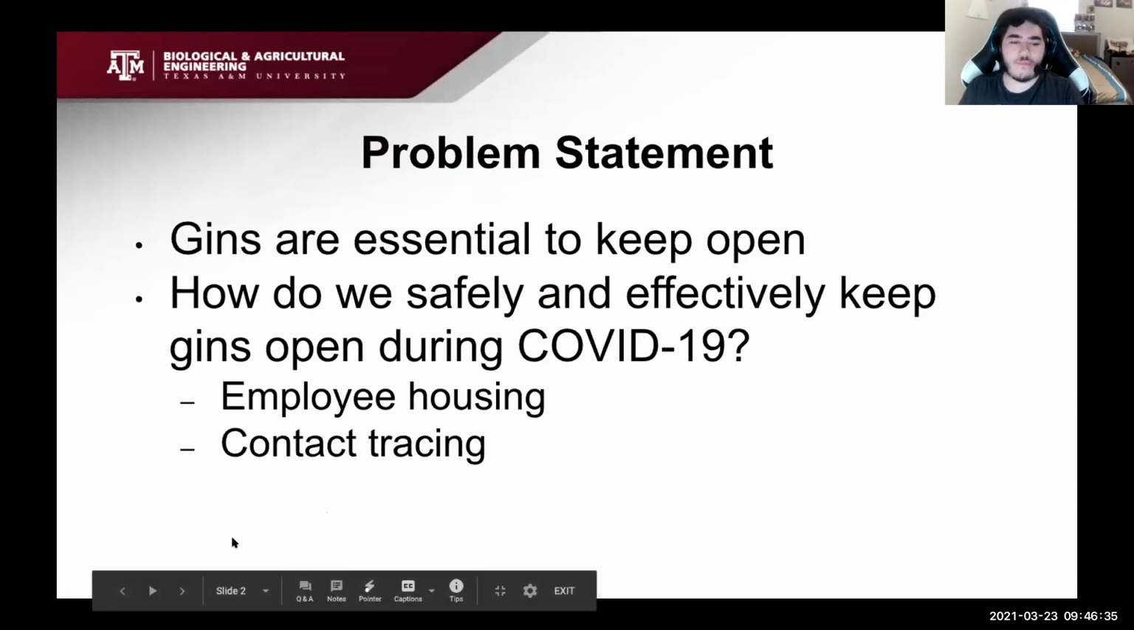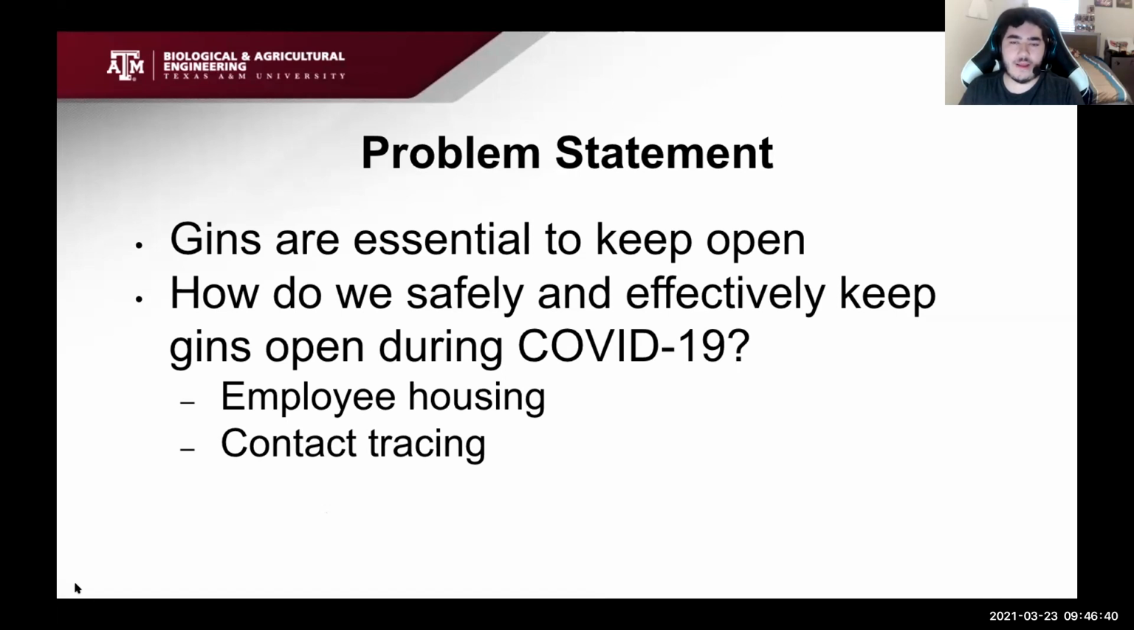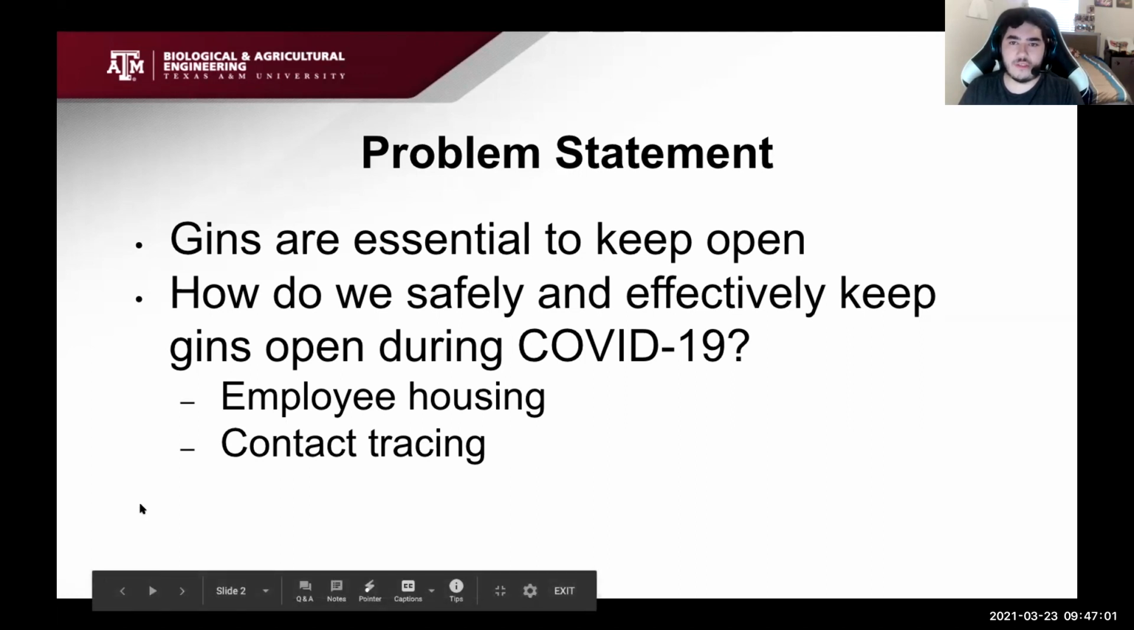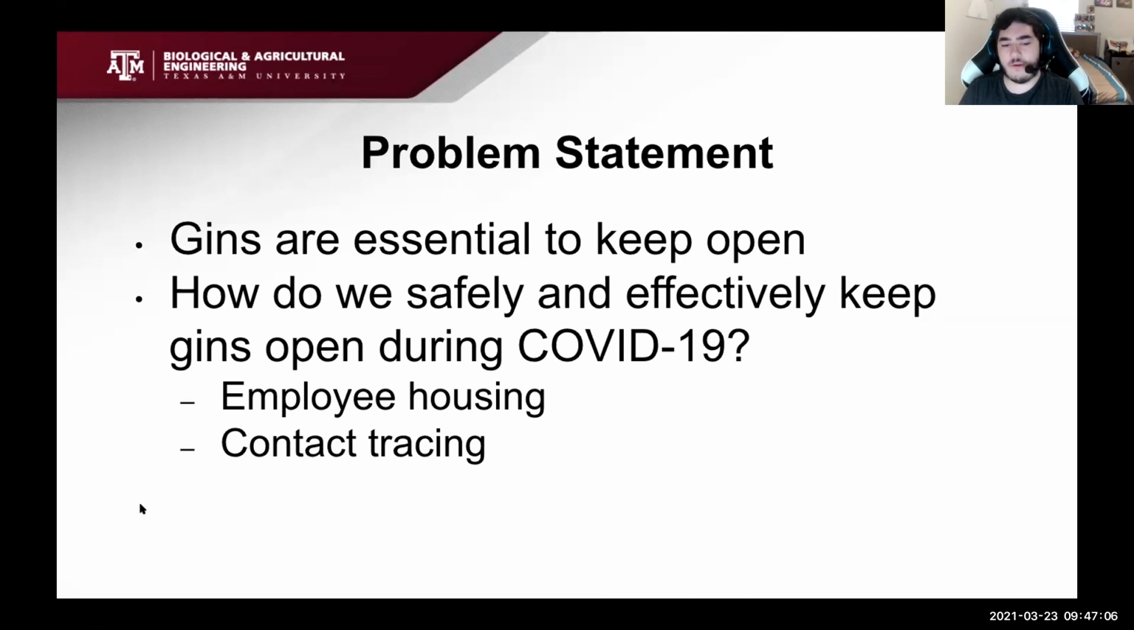So our problem is that gyms are essential and they need to stay open during the pandemic, and we're working on solutions for that, and we need to figure out how we can safely and effectively just keep gyms open, keep the employees healthy, and everything just running in a smooth and timely manner. This includes contract tracing, employee housing, and then just truck drivers, anyone who enters and exits the facility, and so on.